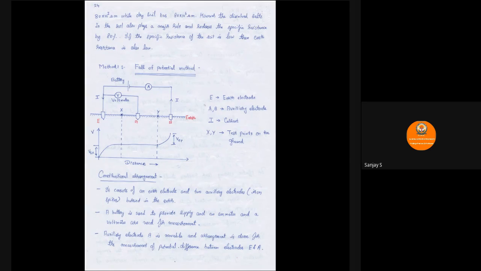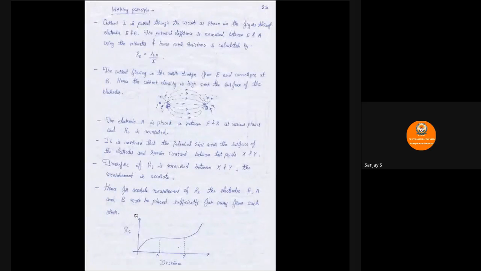If the potential rises, since the current is constant, resistance also is going to change. That we are seeing in this particular graph. The resistance remains constant whenever the test electrode is placed between X and Y, and whenever it is placed near the electrodes, the resistance is going to increase. So from this, in the first line itself, we have understood how to measure the resistance. We'll be measuring VEA divided by I, that will give you the earth resistance.